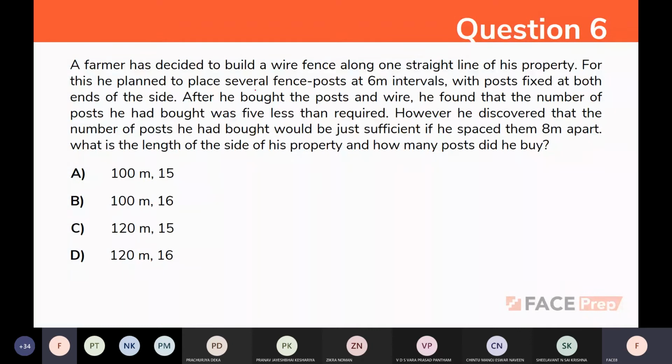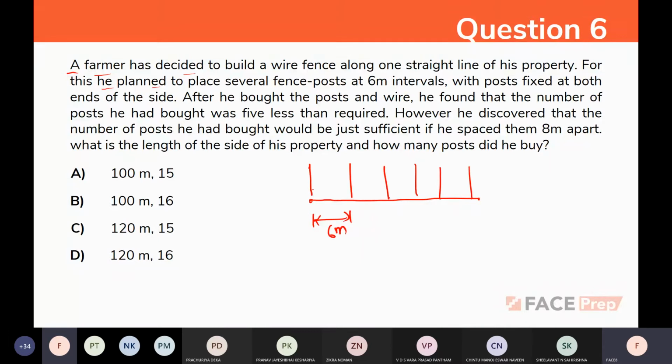This question is also a bit tricky. Let's read the question first. A farmer has decided to build a wire fence along one straight line of his property. So let's consider this is a straight line, and this is his property. For this, he planned to place several fence posts at 6-meter intervals. So the distance between them is 6 meters, with the posts fixed at both ends.